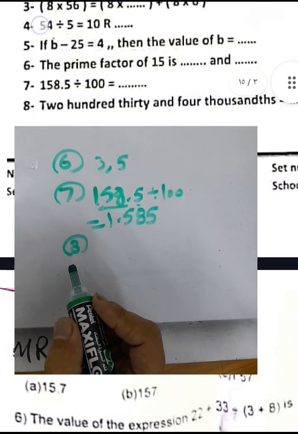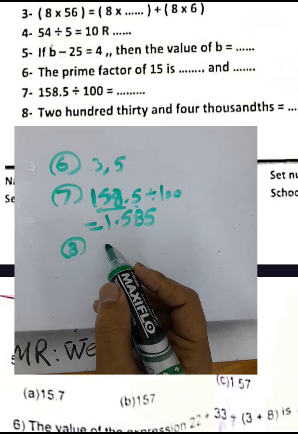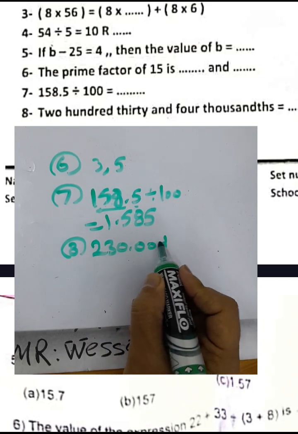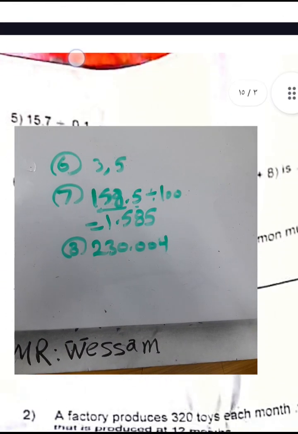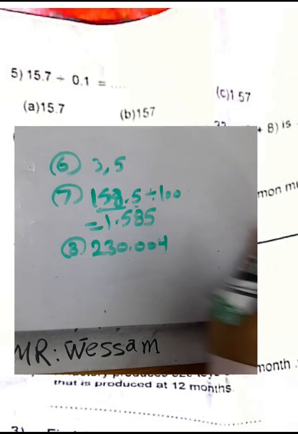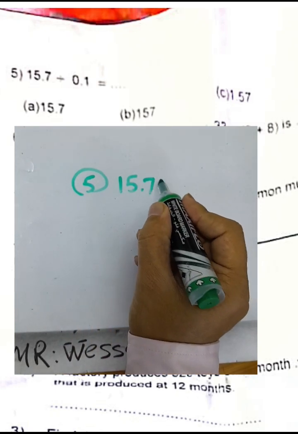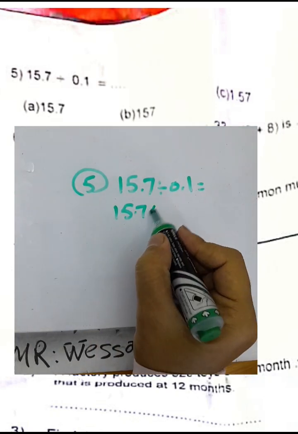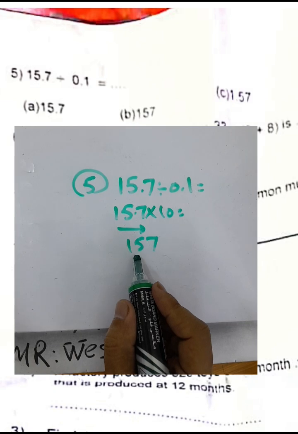Question 8. 230 and 4,000. Okay, 230 and 4,000. Next question. Find the difference between or divided. Okay, question number 5. You want to find the quotient of 15.7 divided by 0.1. It means 15.7 multiplied by 10. Then you must move the point to the right-hand side by 1 place. The result will be 157.